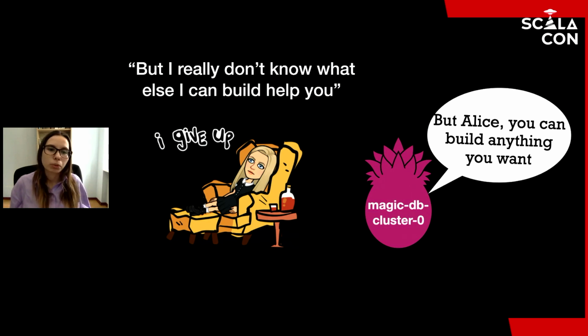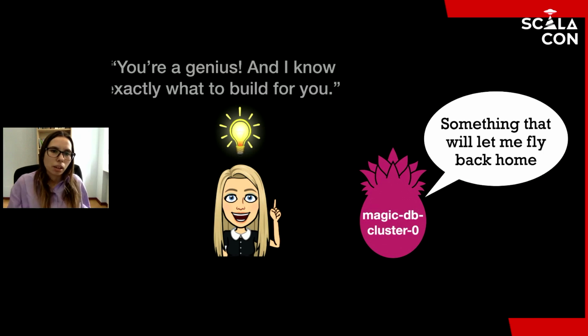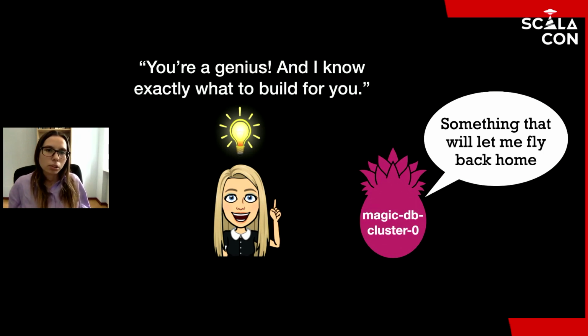She already proved that by creating this magic database, by creating multiple objects in his world and creating them in this world using Scala for Kubernetes. So she definitely could build something that could possibly let him fly back home or move there in some way. And I always thought that it was a genius idea because that's exactly what she was going to build for him, something that would let him fly back home.